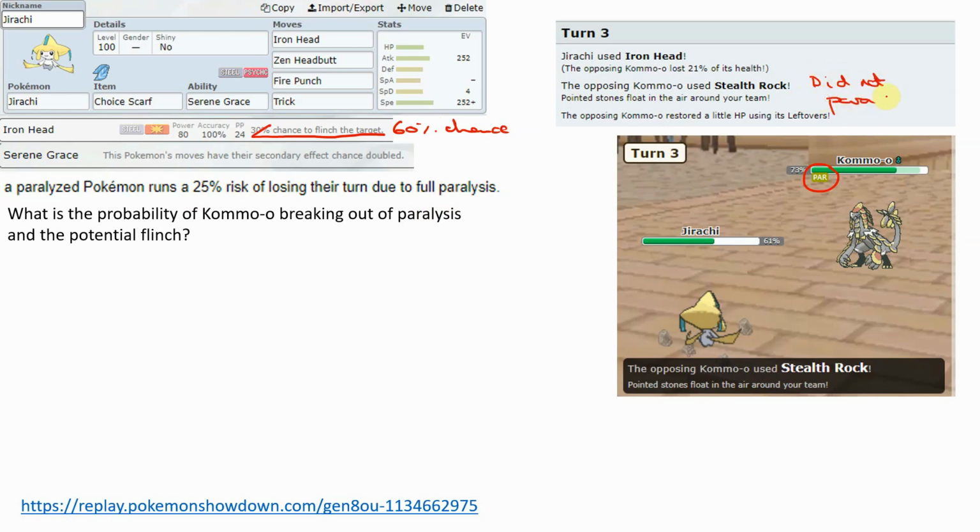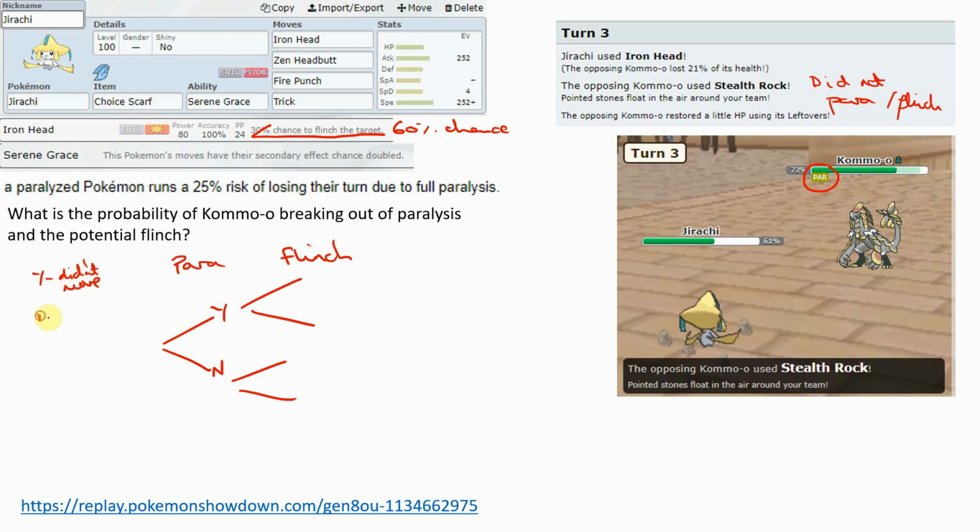Did not para or flinch on the first try. And I was a bit annoyed, because I set all this up to just kind of chip him down with Iron Head. What is the probability of that happening? So, well, first we can say he could have stopped his move from paralysis. Second, we could have said he stopped his move from being flinched. And I'm going to have yes that he didn't move, and no that he moved.